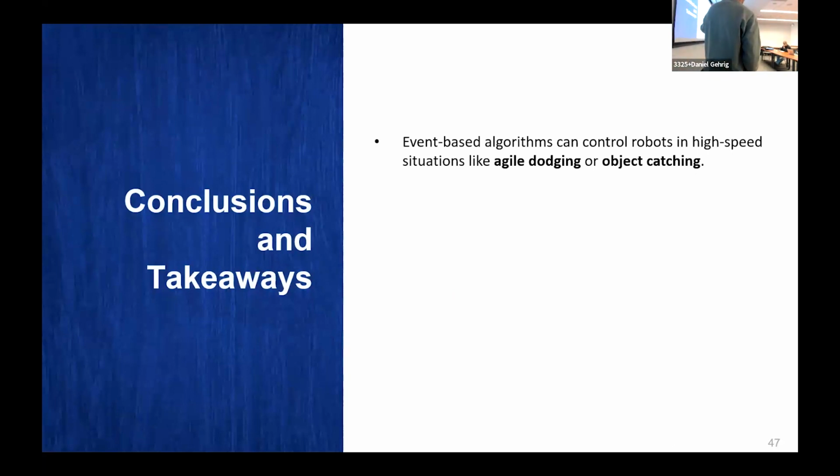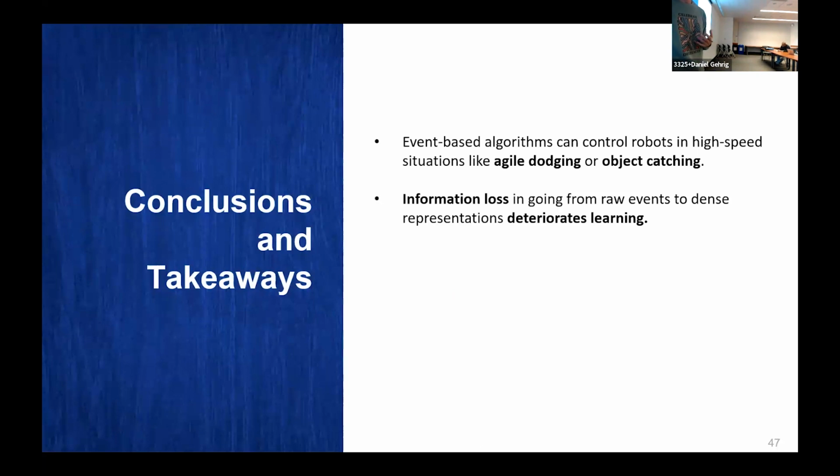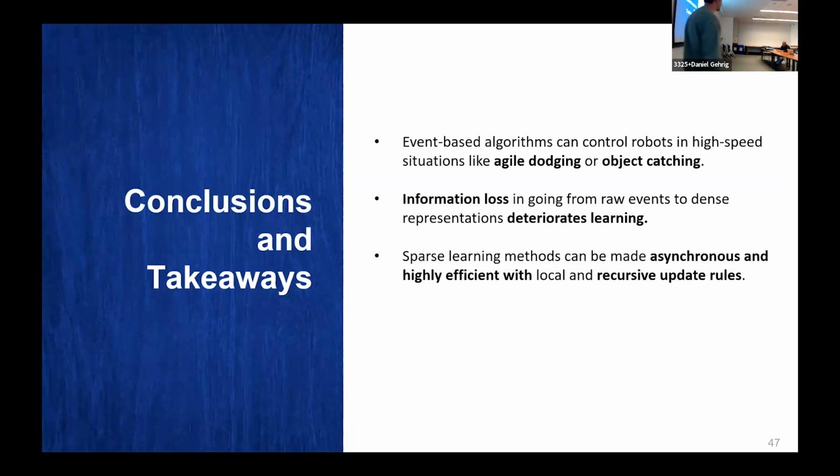First, we saw that event-based algorithms are very useful for robotics tasks like high-speed obstacle avoidance or object catching. Then we saw that a lot of people are now using deep neural networks. One of the key indicators for how good your event representation works is to study how the information loss goes from events to event representation. Then we saw that removing event representation is quite useful. When we do this, we can use asynchronous and highly efficient local recursive update tools.